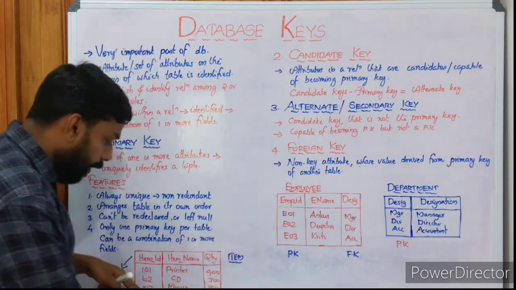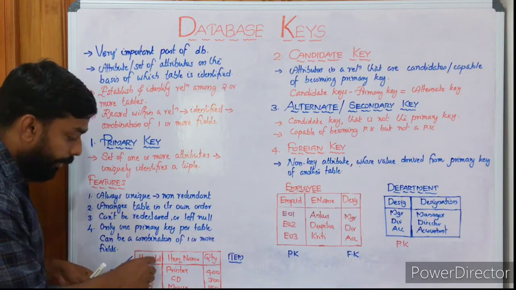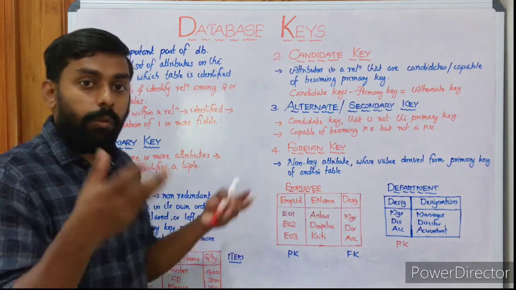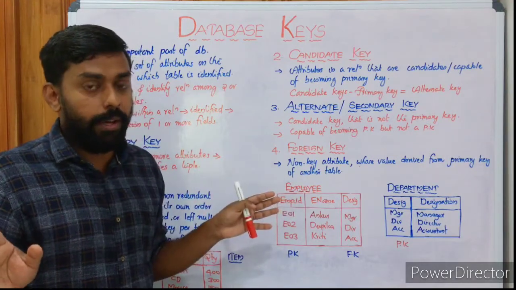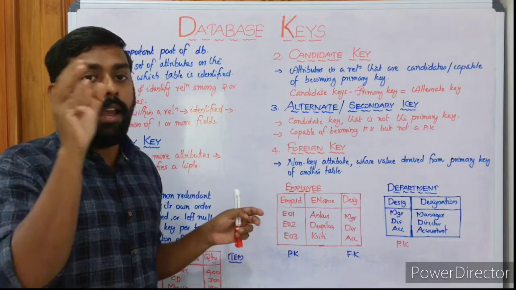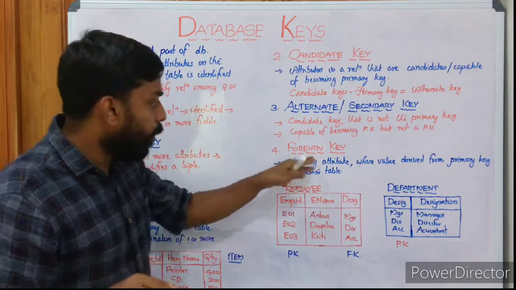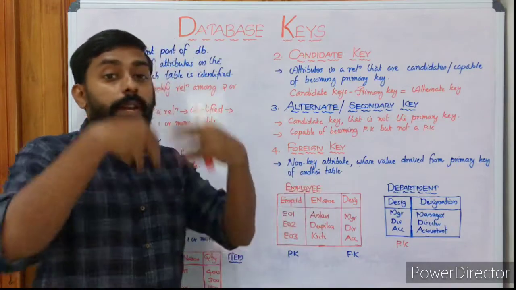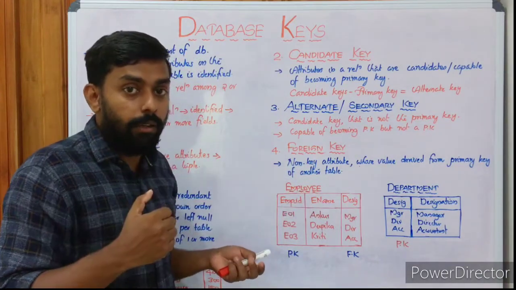And here which are the candidate keys? Item ID and item name are the candidate keys, and of course we can say what? QTY. QTY is non-key attribute because it's not a part of candidate key. So non-key attribute means not a part of candidate key, and key attribute means part of candidate key. So foreign key is a non-key attribute whose value is derived from primary key of another table.